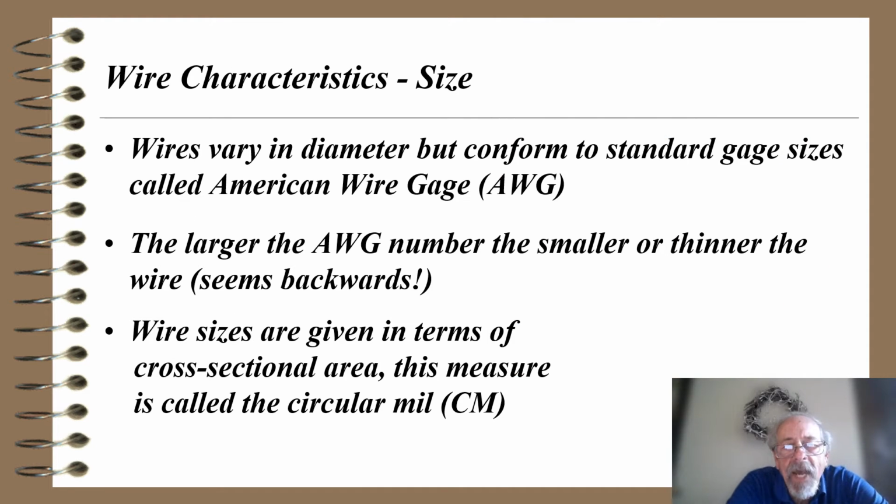Wire characteristics: the size of wire is its basic characteristic, and of course what it's made from. Wires vary in diameter but conform to the standard gauge sizes called the American wire gauge, or AWG. The larger the AWG number, the smaller or thinner the wire. That seems backwards, but that's the way it is. Wire sizes are given in terms of cross-sectional area. This measure is called the circular mil.